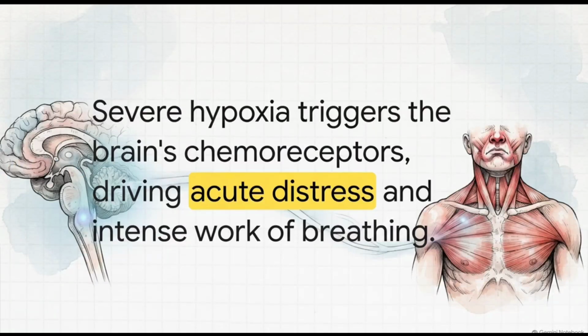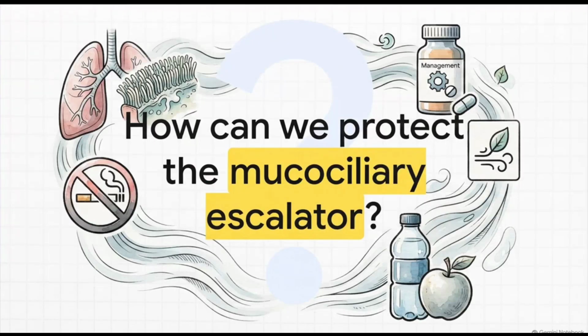Ultimately, that severe hypoxia triggers chemoreceptors in the brain, essentially sending the body into a state of total panic. This drives acute respiratory distress, presenting as dyspnea, rapid breathing, and an incredibly intense work of breathing. The patient is literally using every single accessory muscle they have just to survive, which very often leads to requiring mechanical ventilation. So we've seen the whole picture now.